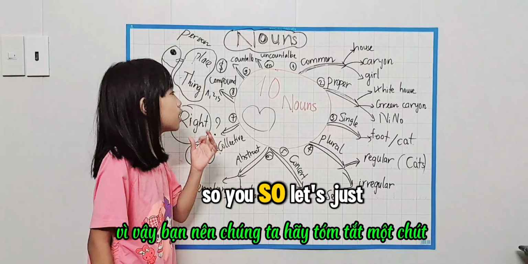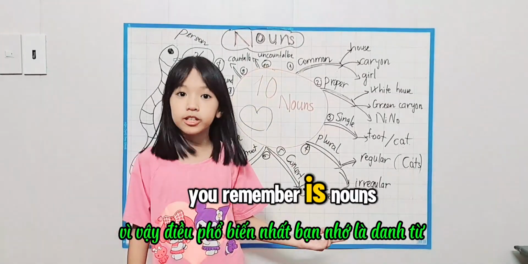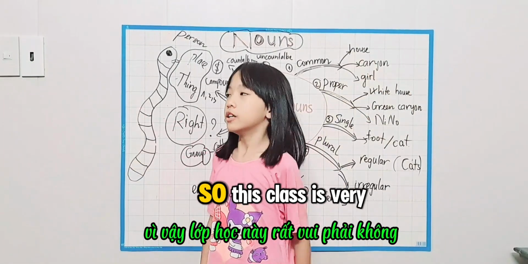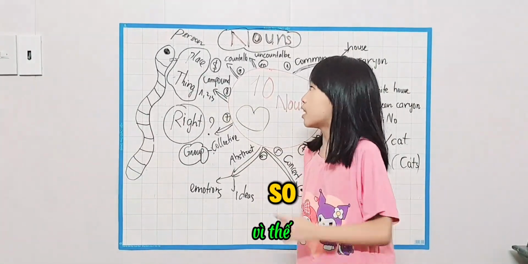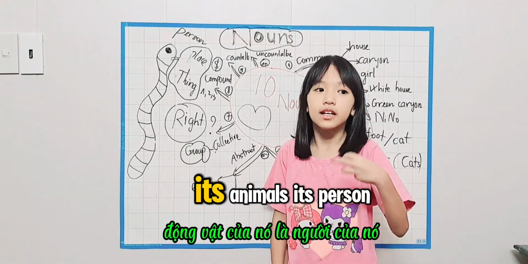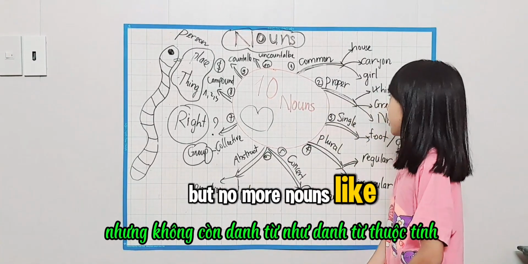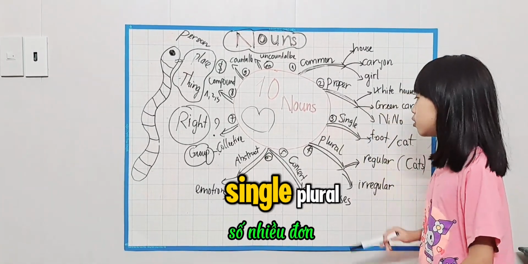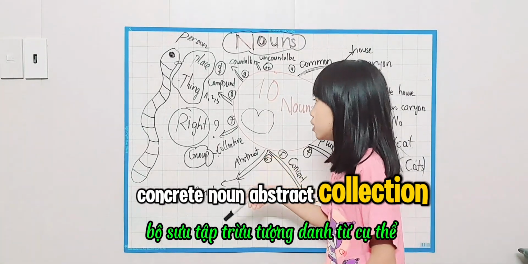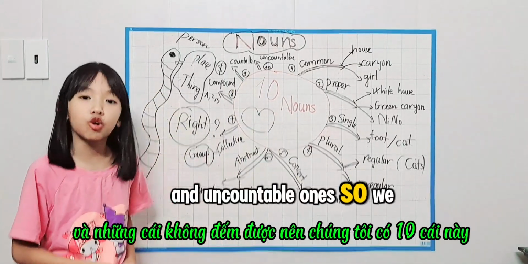So let's just summarize a little bit. The most common thing you remember is nouns, but you haven't known the 10 nouns at all. So this lesson is very fun, right? The most common nouns that you often know are place, things, animals, person, right? But there are more nouns like property nouns, single, plural, concrete noun, abstract, collection, compose, countable, and uncountable nouns. So there are 10 of these.